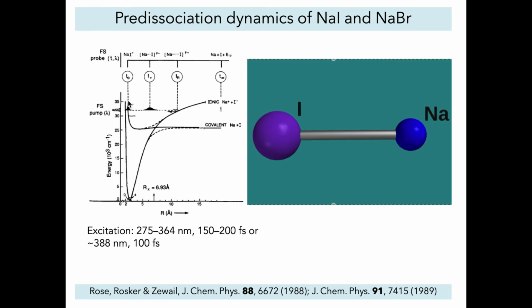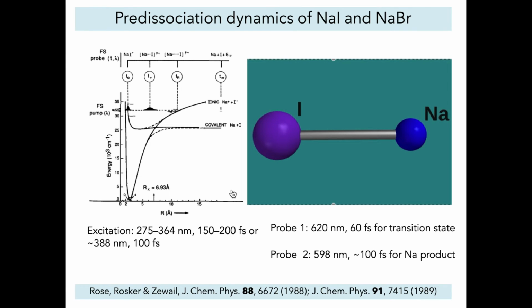So what's going to happen once we form the excited state wave packet? Well, in the excited state, the molecule will begin to vibrate and the bond expands. And then when it gets to the classical turning point, it will return. Now we're going to introduce two different probe lasers. One probe laser will look at the transition state, this area right near the curve crossing. The second probe laser at a different wavelength will look at the product sodium.